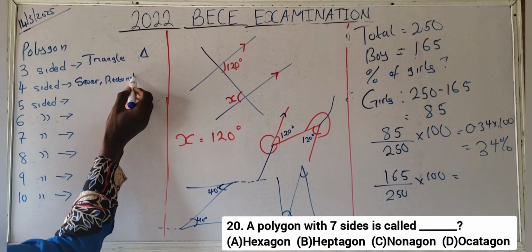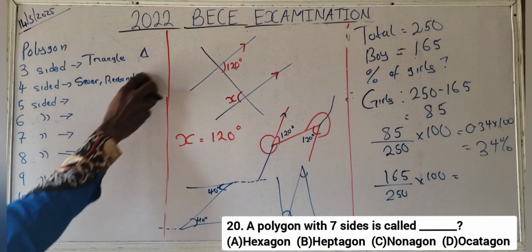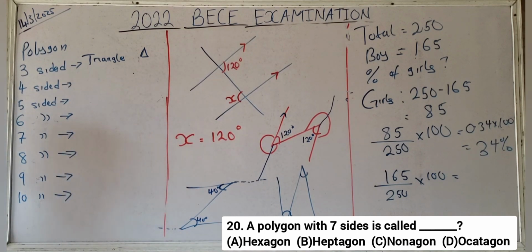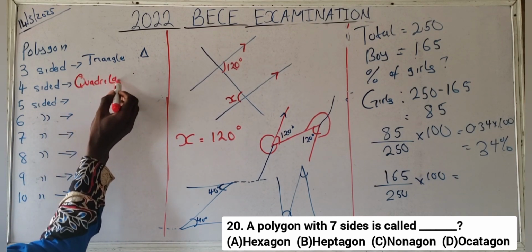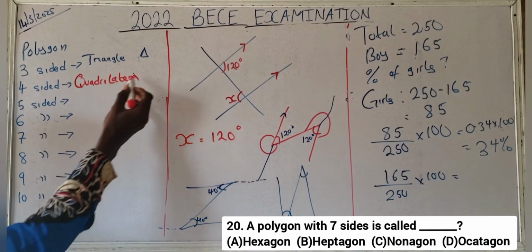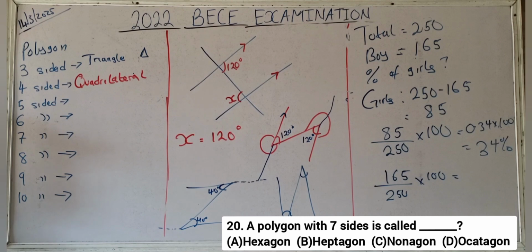So we have 5-sided polygon. You just listen, you're going to understand it. Another name for a 4-sided polygon is quadrilateral. Let me write it out. Quadrilateral. Examples of shapes that fall into this category are the rectangle, and we have the square as well.